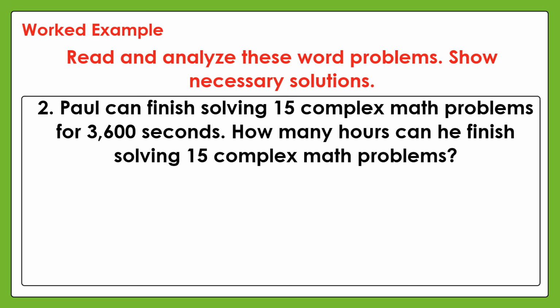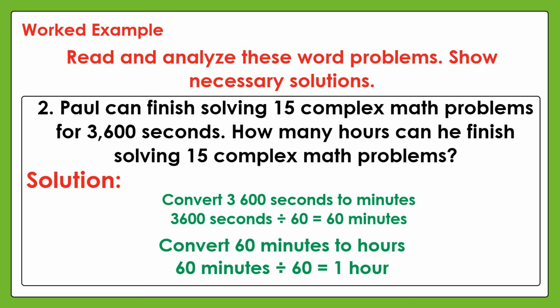Number 2, Paul can finish solving 15 complex math problems for 3,600 seconds. How many hours can he finish for solving 15 complex math problems? Solution, convert 3,600 seconds to minutes. That is 3,600 divided by 60 is equal to 60 minutes. Convert 60 minutes to hours. 60 minutes divided by 60 is equal to 1 hour. Therefore, the answer is 1 hour.